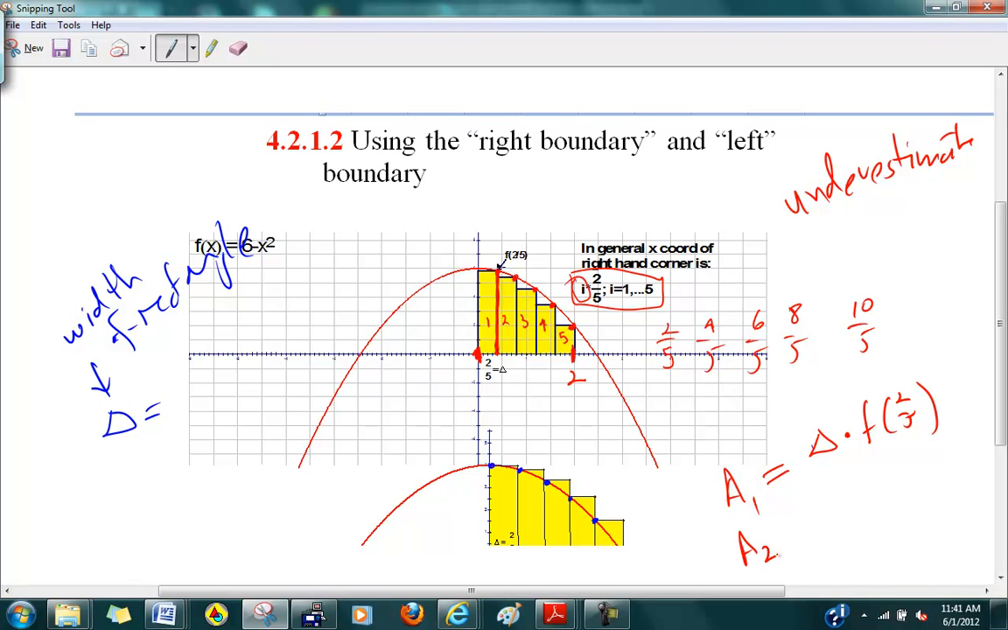Okay. And then Valerie, tell me what A sub 2 is going to be. The width is delta x. The height is f of, and then the next one's going to be 6 over 5. So do you guys know how to evaluate the height of the rectangle? You take its x coordinate and plug it into the f equation and you get the height. And the area of a rectangle is the height times the width. You guys got that down? Okay.